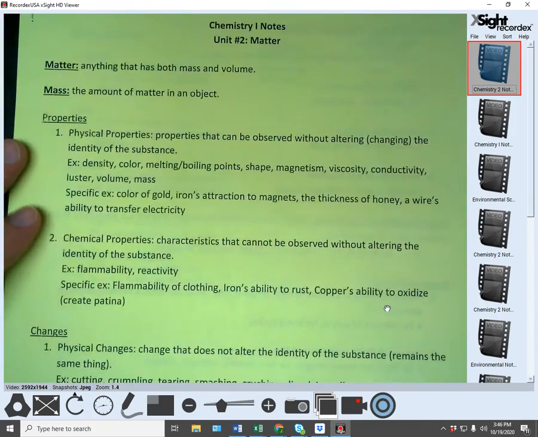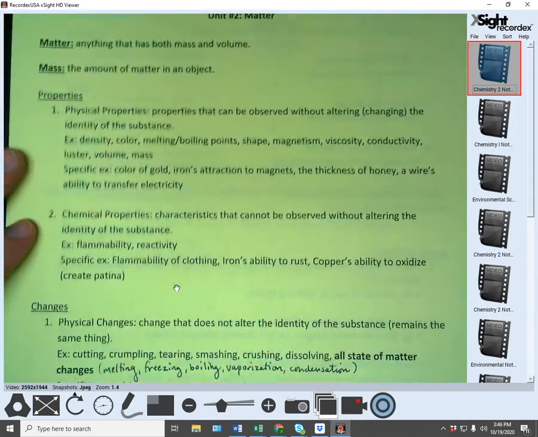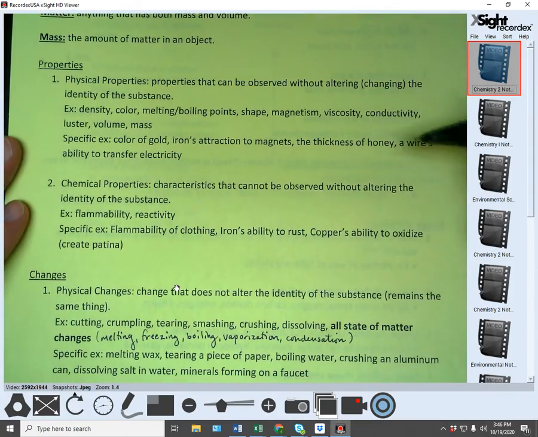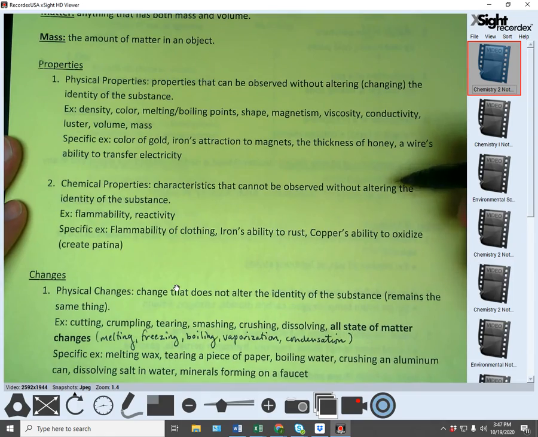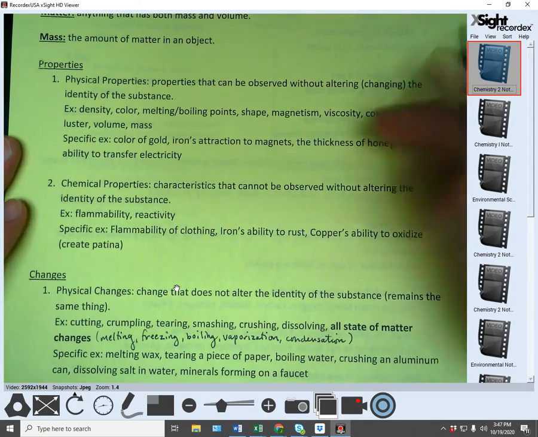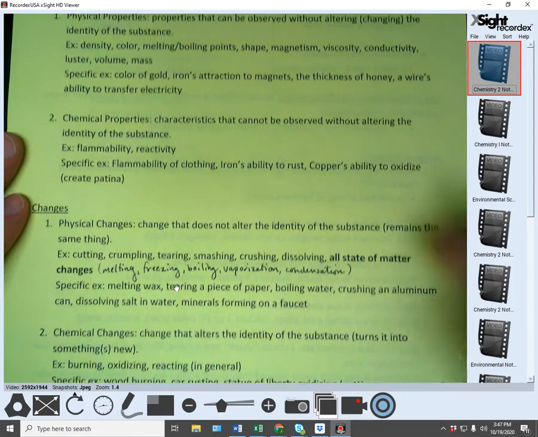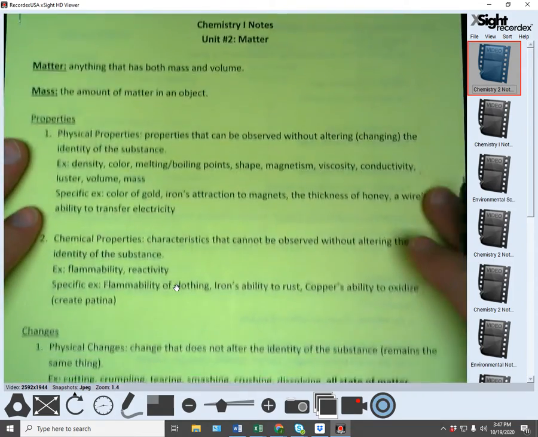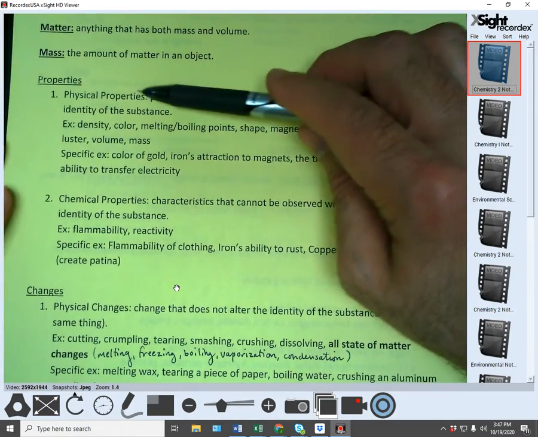All right. So we're going to talk about properties of matter and changes in matter. The difference between properties and changes is a grammatical one. Properties are characteristics, which means they are adjectives, they describe, descriptors. Changes are actions, which means they're verbs. Okay? So starting with properties of matter, we can split both properties and changes into two categories, physical and chemical.